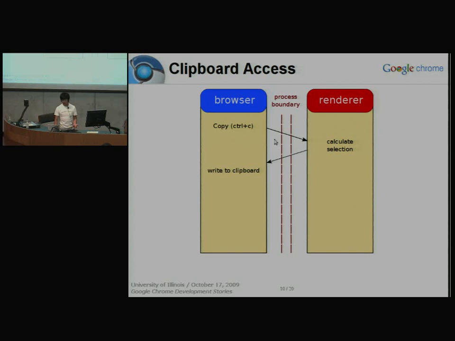So we have a message from the browser to the renderer that says, hey, the user pressed Control-C. The renderer then's like, okay, I think this should go into the clipboard. And then it sends a message back to the browser. And then the browser is then like, okay, I will write that to the clipboard.